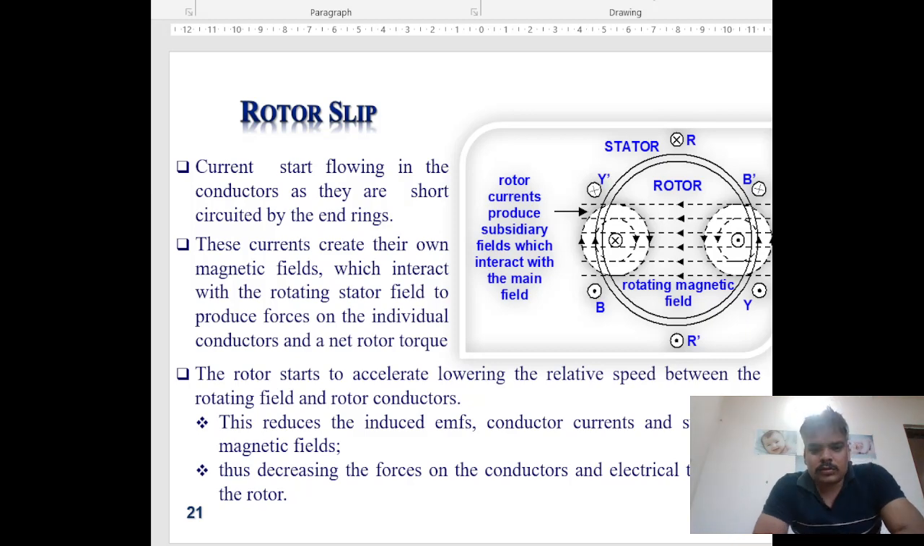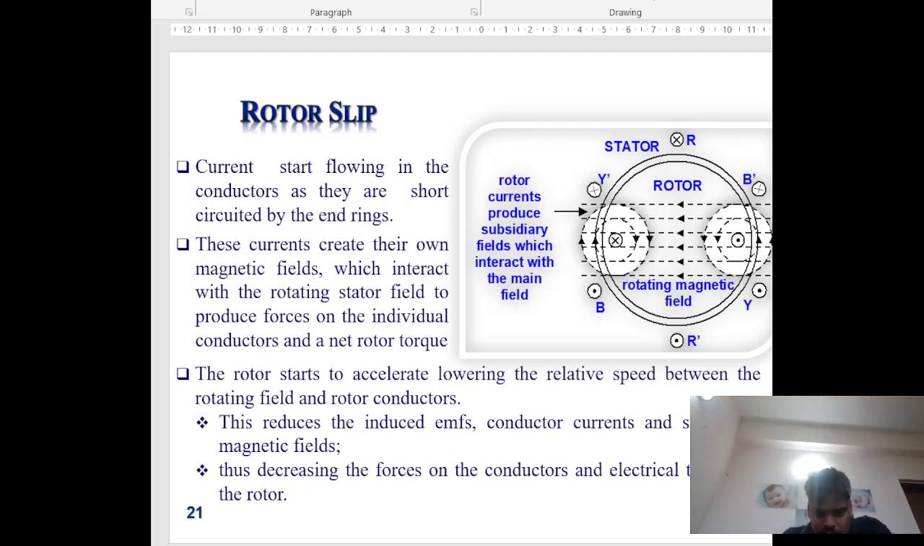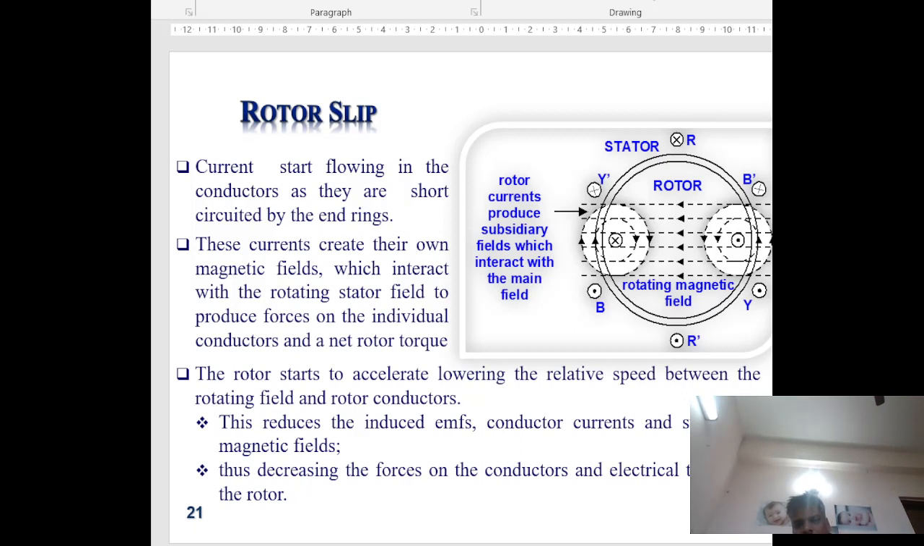The rotor starts to accelerate, lowering the relative speed between the rotating field and rotor conductor. This reduces the induced EMF, conductor current, and subsidiary magnetic field, thus decreasing the force on the conductor and electrical torque on the rotor.